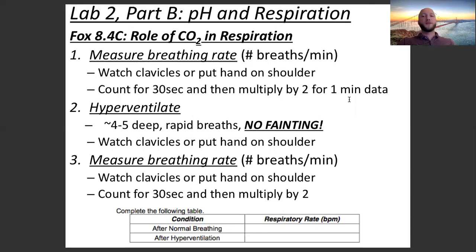Right after they're done doing that, we're then going to remeasure their respiratory rate. How do you think the person's respiratory rate is going to change after 4 or 5 deep rapid breaths? That's what we want to find out with this experiment.